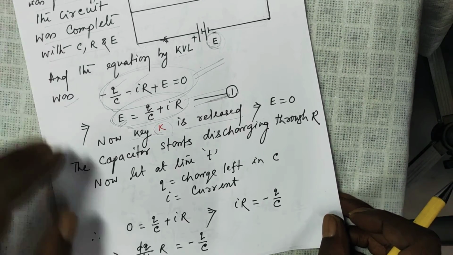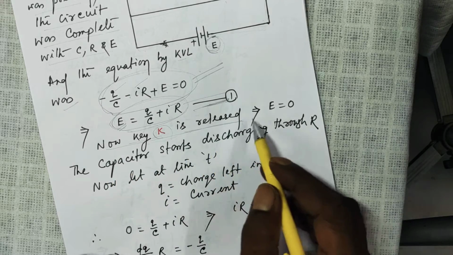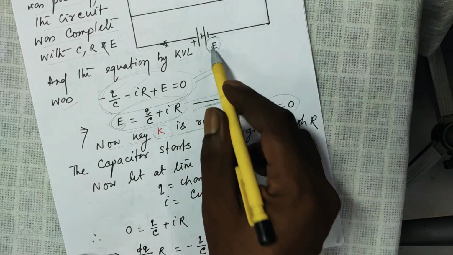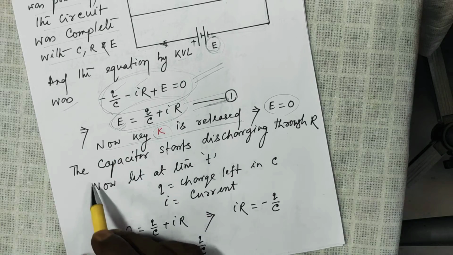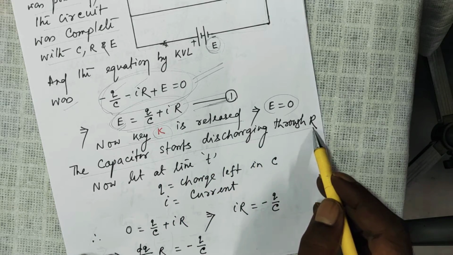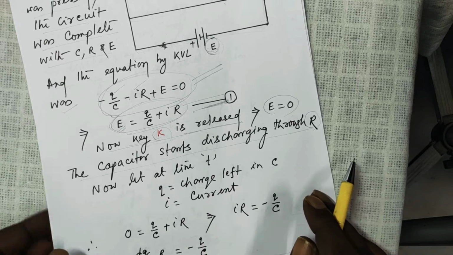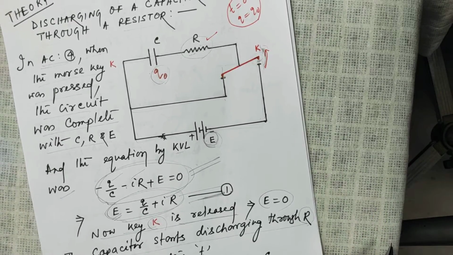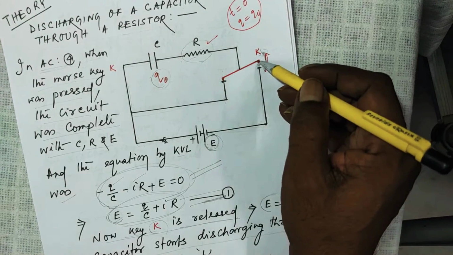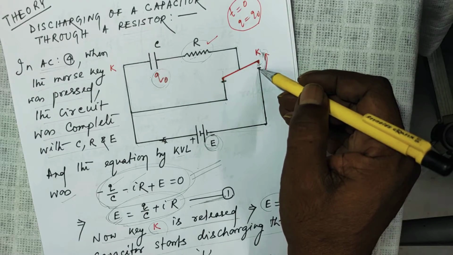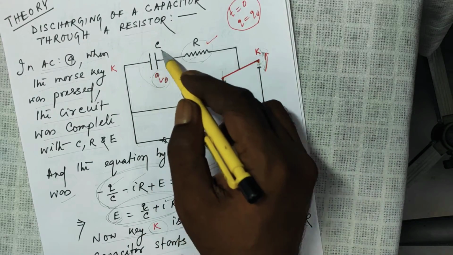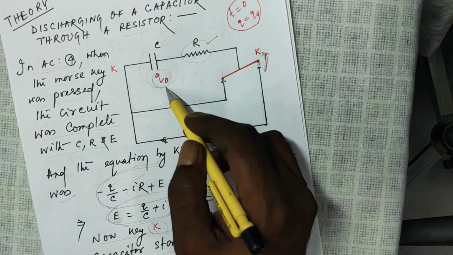So that is what I am explaining. Now the key is released. That is E is equal to, this becomes 0. So let us put it 0 here. The capacitor starts discharging through the resistor R. दोबारा बता देता हूँ, जब इसको प्रेस किया था और कुछ समय के लिए इसको चलने दिया था, ये कैपेसिटर फुली चार्ज हो गया था, इसमें चार्ज आ गया था Q naught.